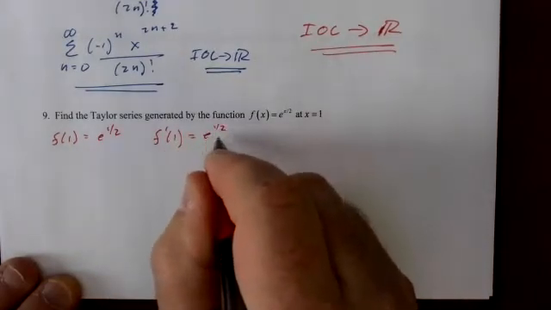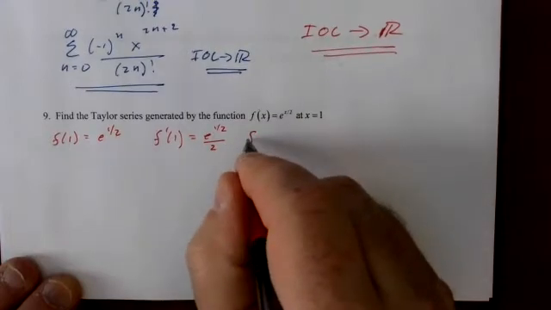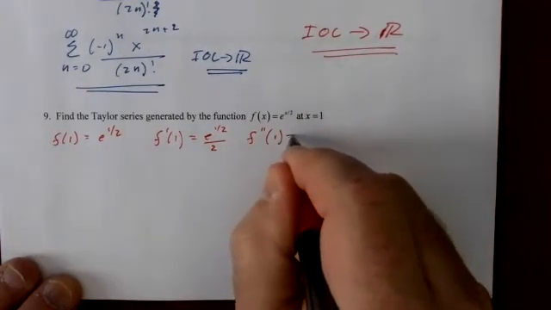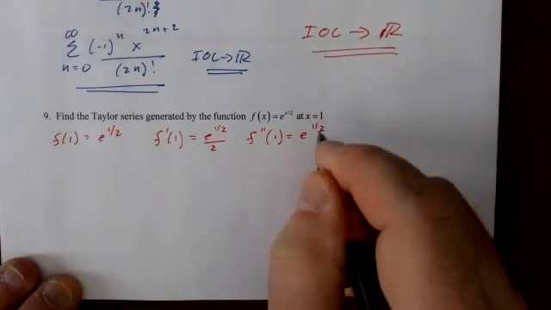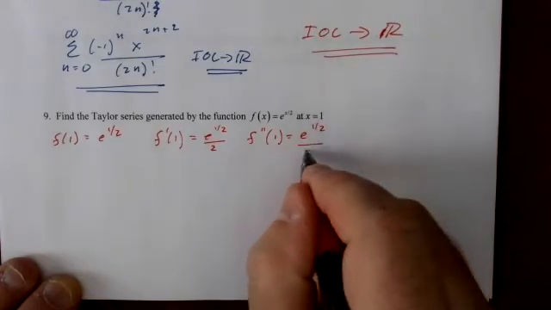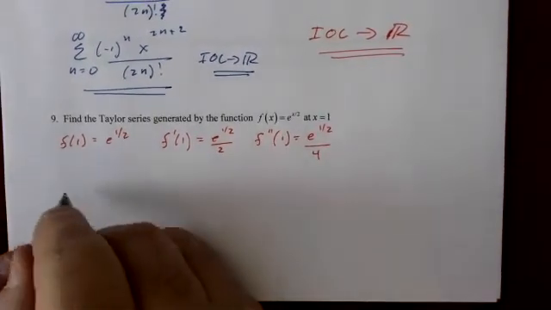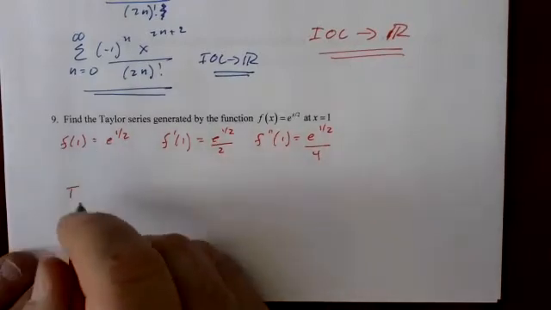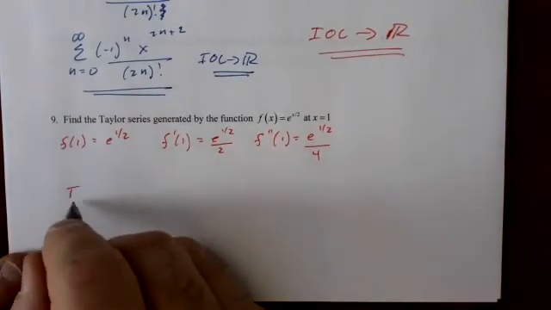e to the 1/2 over 2. f double prime of 1, e to the 1/2 over 4. All right, let's write the sucker, see what I can do. I'm going to put a T up here because it is a Taylor series and I don't put a number here.